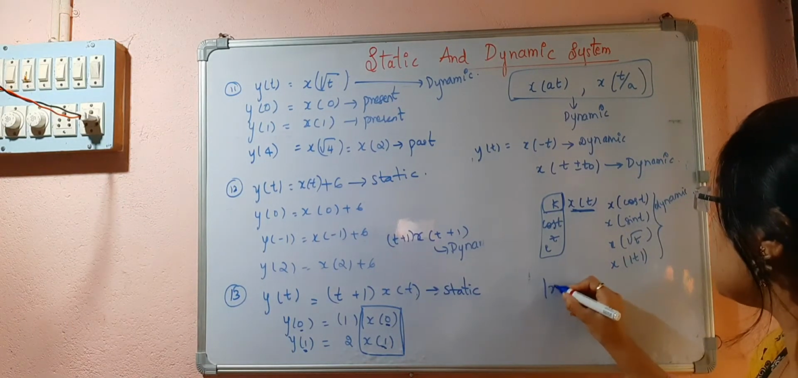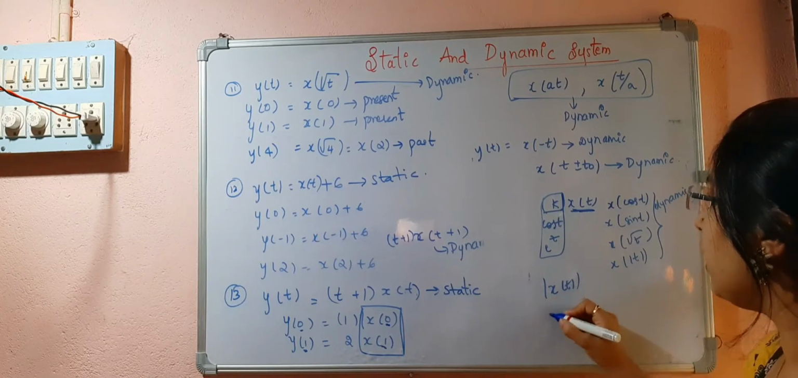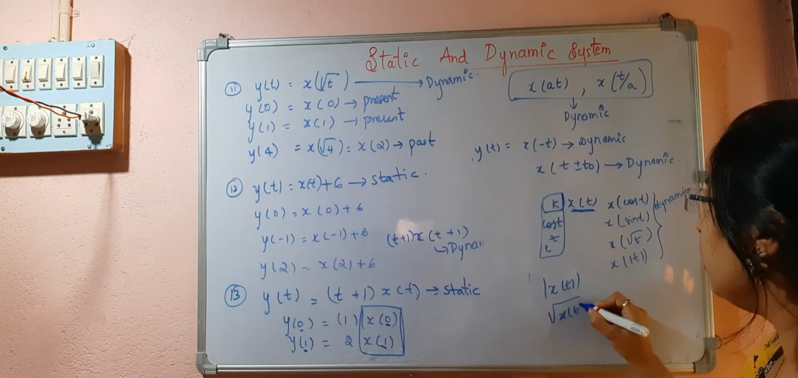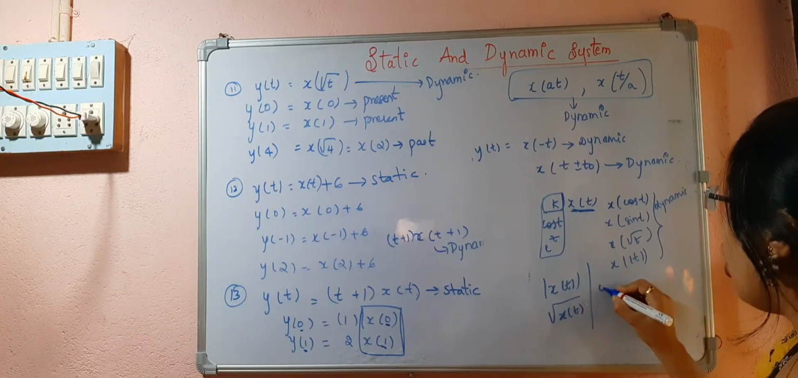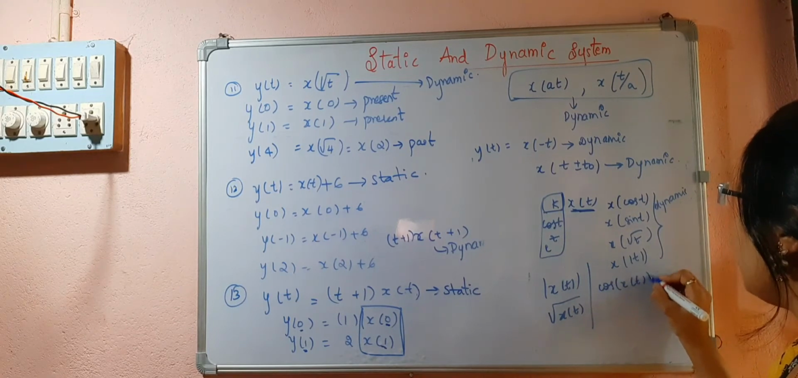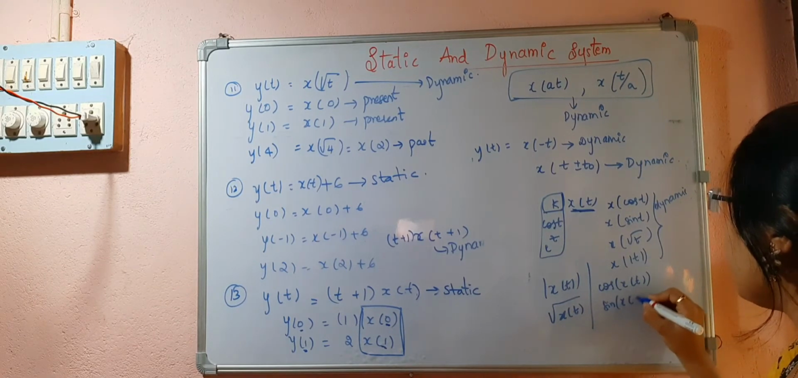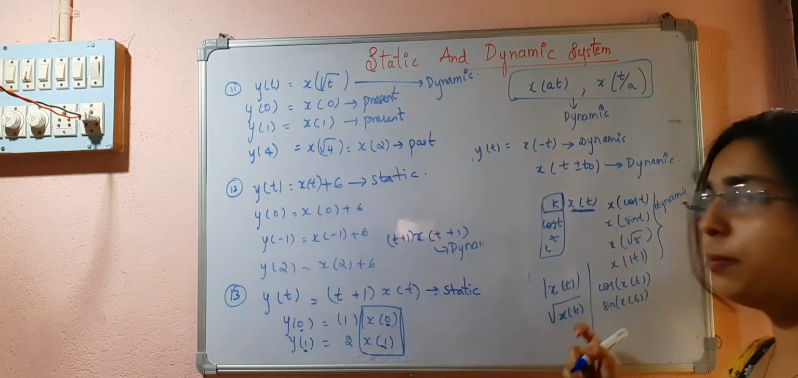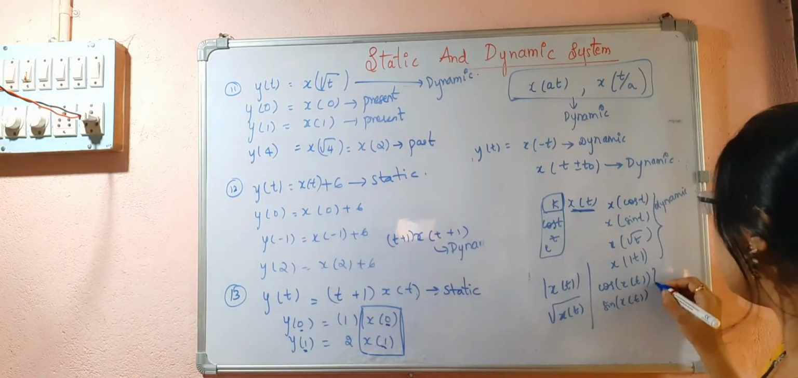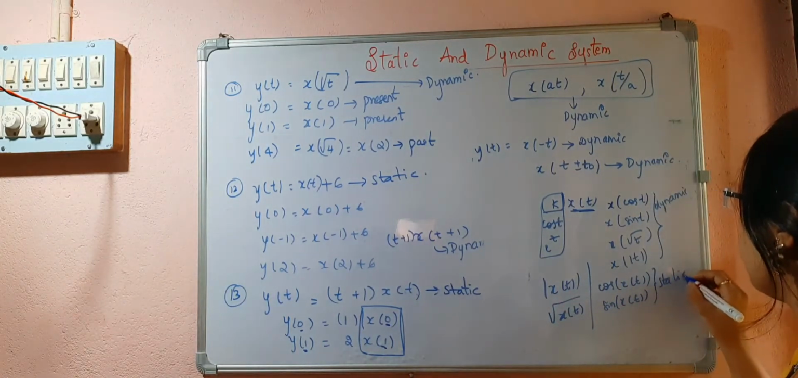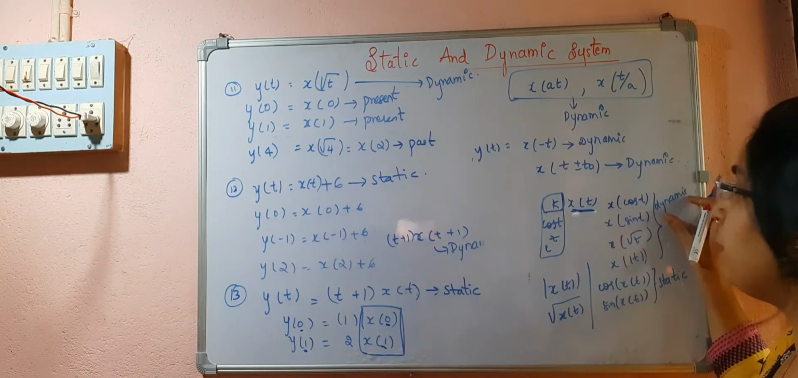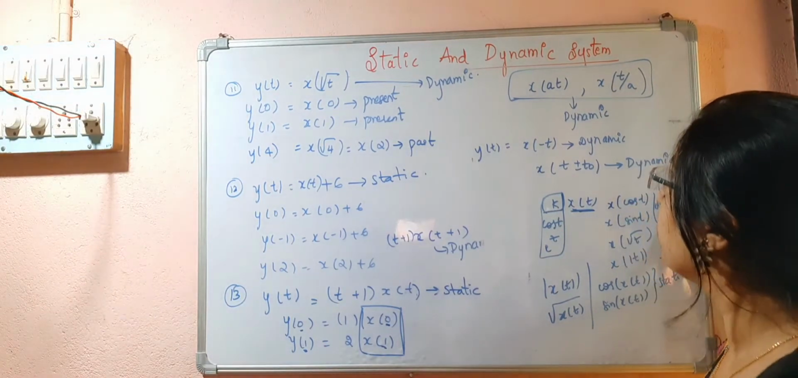So these became dynamic systems. But if it was x of t, mod x of t, square root of x of t, cos of x of t, sin of x of t, tan of x of t, here I am performing operations on the signal, and these were static systems. On the time variable, it became a dynamic system.